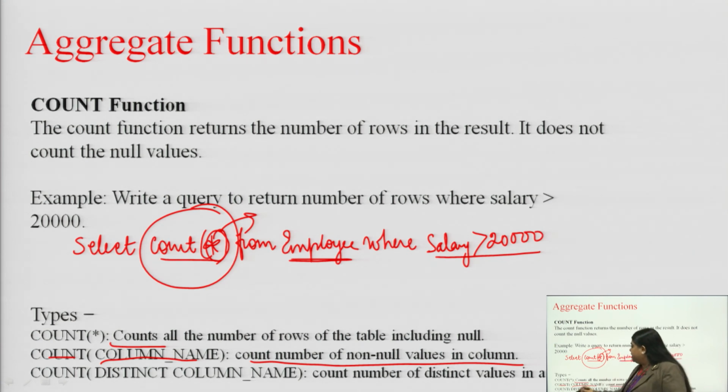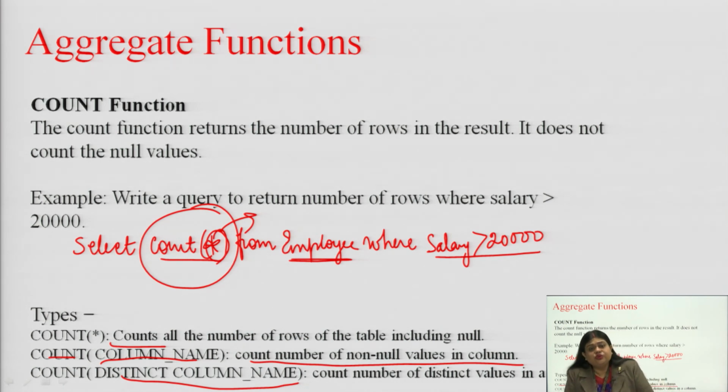right. Last one, count distinct column name. So, what does it do? It counts the number of distinct values in the column, right. So, what it is going to do? It is going to remove the duplicate values. So, this was your count function.